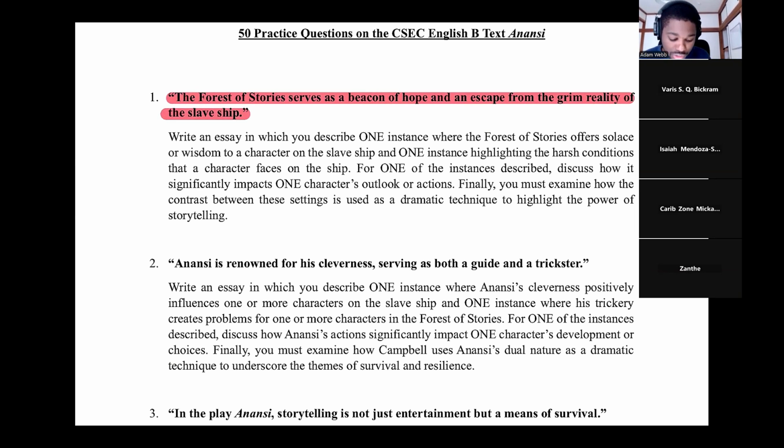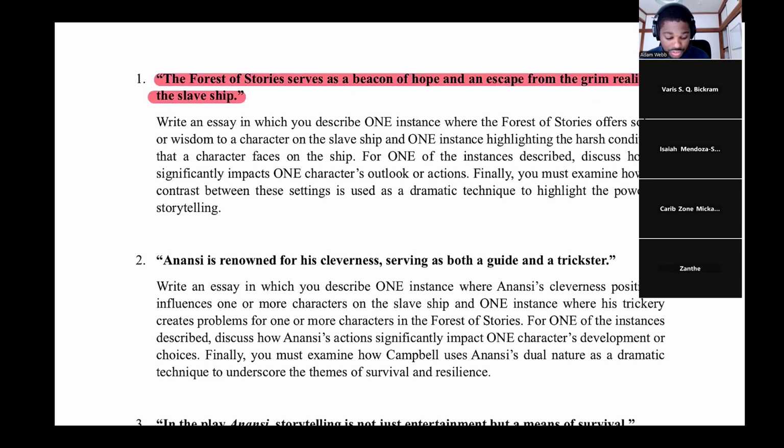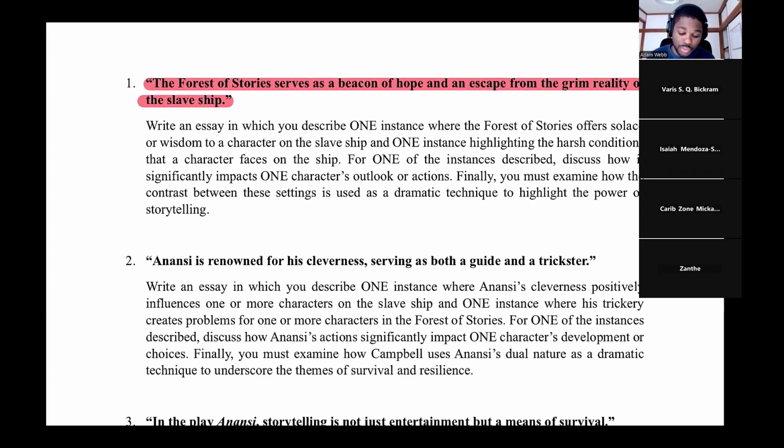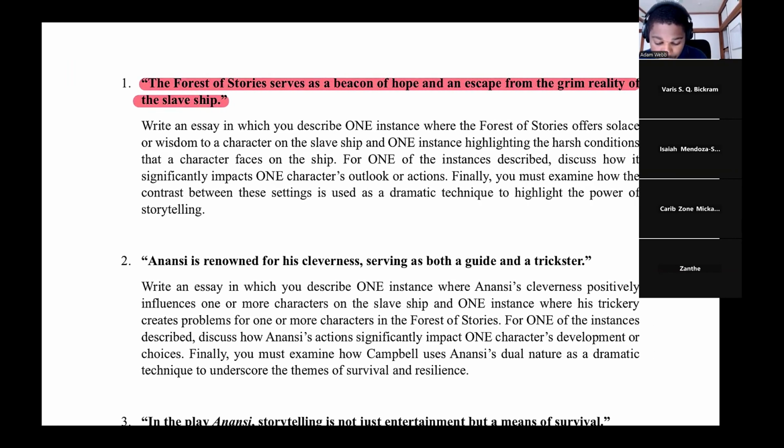The forest of stories serves as a beacon of hope and an escape from the grim reality of the slave ship. And then we're going to have a 3-part question following that. So, in this case, write an essay in which you describe one instance where the forest of stories offers some solace or wisdom to a character on the slave ship, and one instance highlighting the harsh conditions that a character faces on the ship. So this is all part 1, right?